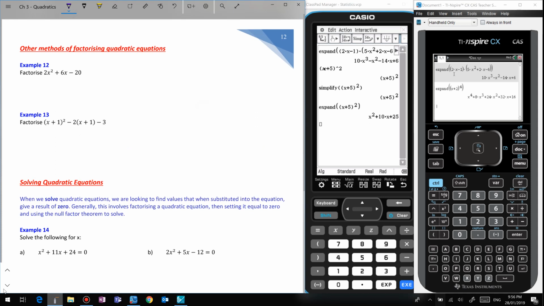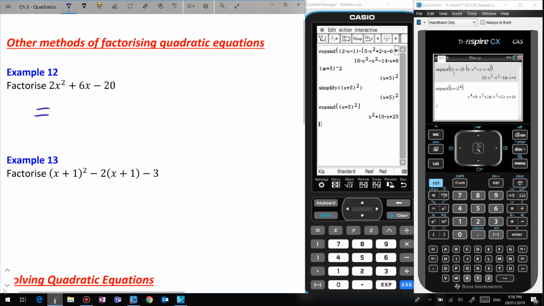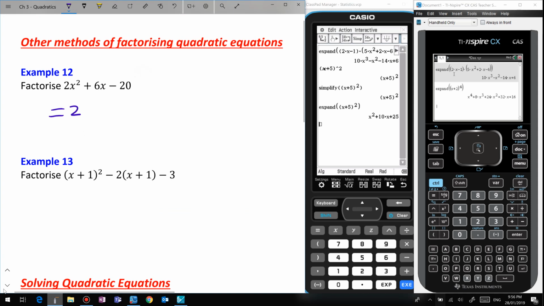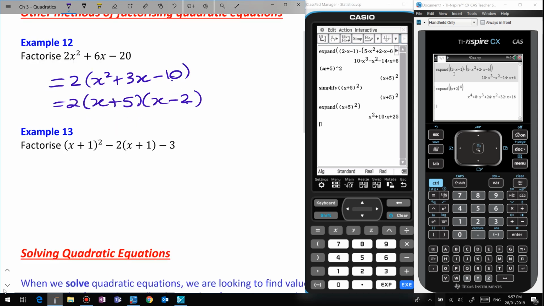Okay, other methods of factorizing. Well, here, the first thing we're to do is take out a common factor. So we end up with 2 times x squared plus 3x minus 10, and then 2 x. Things that give me 10 are 5 and 2, but if I want it to be positive, it's going to be plus 5 minus 2. 5 times negative 2 is negative 10, 5 minus 2 is 3, so we know that's right.